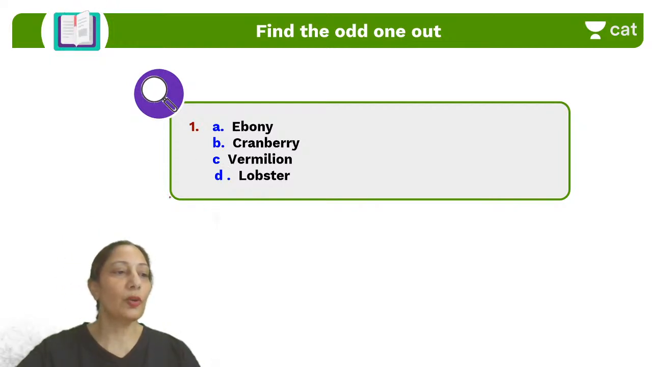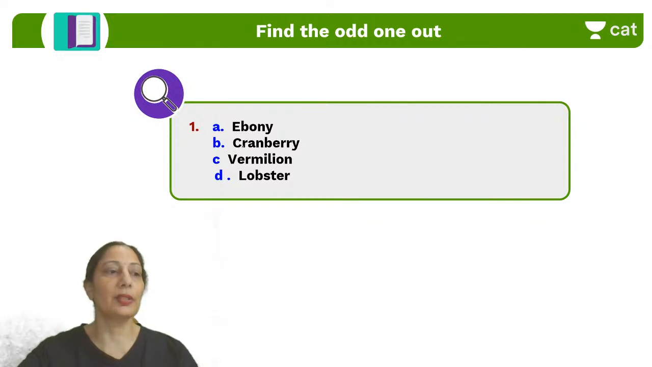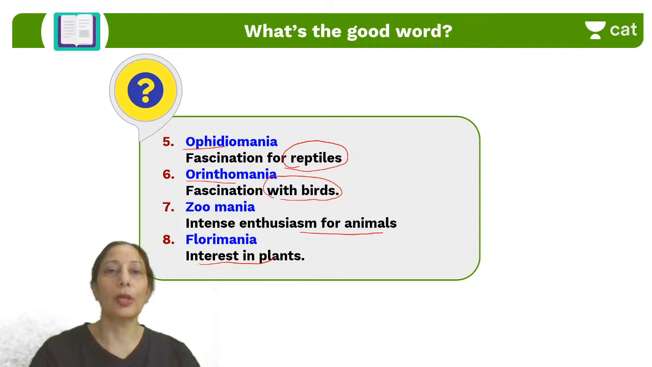What is the root for ophidiomania? The root is mania, Kajal. There are different kinds of manias and ophidio is a root. Yes. Ophidio is a root which is talking about reptiles. Ophidio relating to reptiles. So, yes.